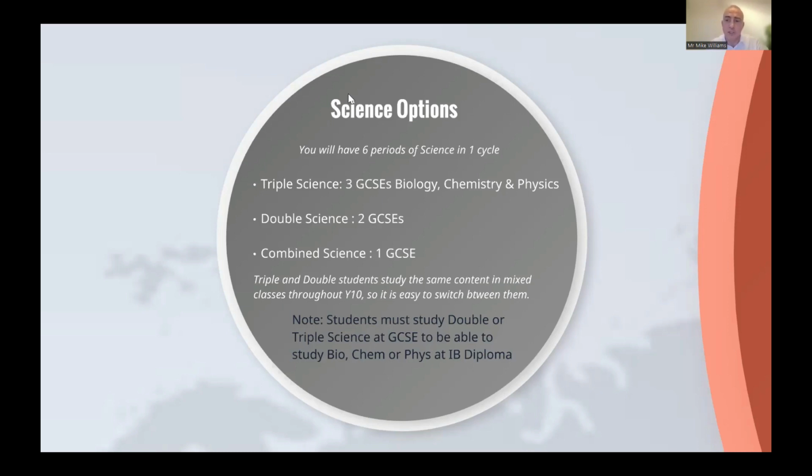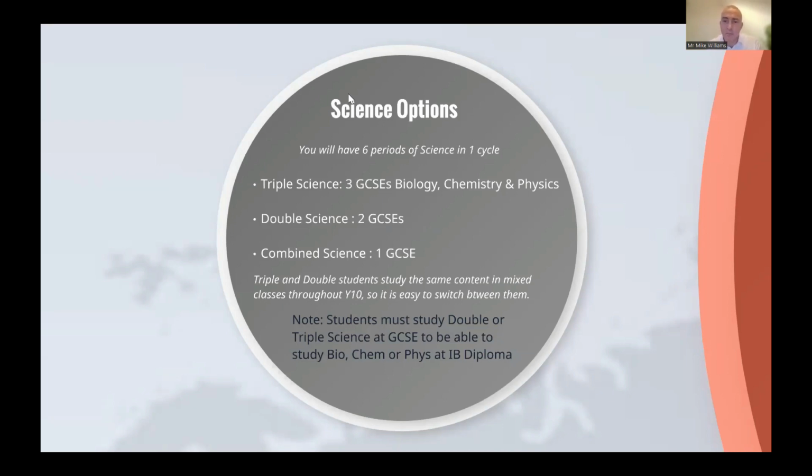The second one there is double science. Now, double science doesn't mean you choose 2 sciences. You actually do biology, chemistry, and physics, but you do about 2/3 of the course. So you do all 3 sciences, but it's only worth 2 GCSEs. Again, you've got 6 periods, so you're going to go at a bit of a slower pace in double science GCSE than triple science GCSE.